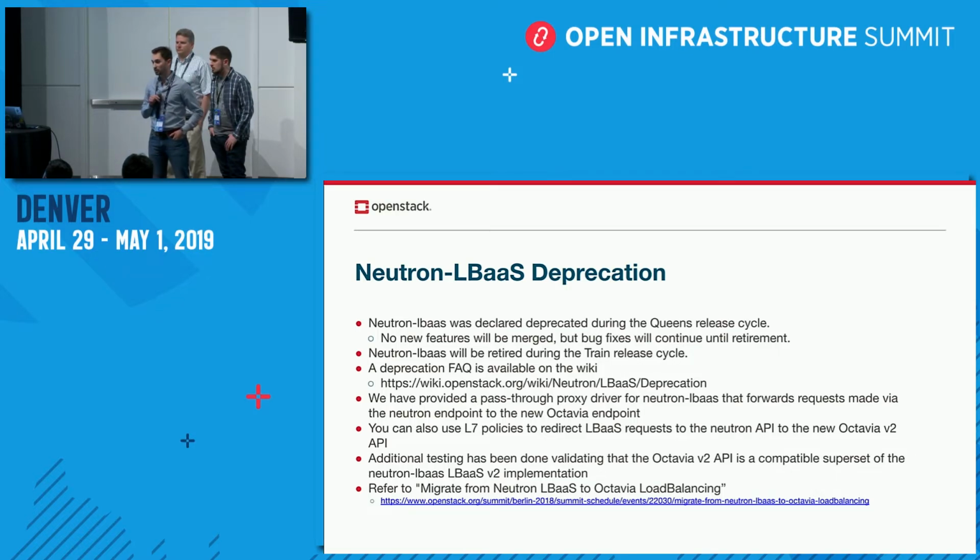So if you haven't moved off from Neutron-LBaaS to Octavia, do it soon. Yeah, real soon. We have a wiki page where you can see frequently asked questions, and our recommendations on how to move off from Neutron-LBaaS to Octavia. We also have documented, and test in our gates, different processes to migrate or redirect traffic from the Neutron-LBaaS API to Octavia. So we have the pass-through proxy driver. We also have the layer 7 policies redirect. You put some layer 7 policies in front, and then it will just send the requests to the Octavia API. At the last summit in Berlin, we also gave a talk about this, so you can check it to see more in depth how you can leverage all these processes to migrate.